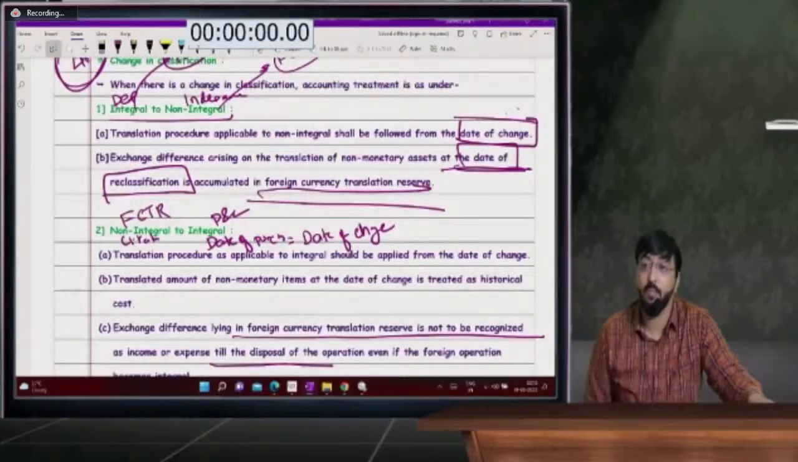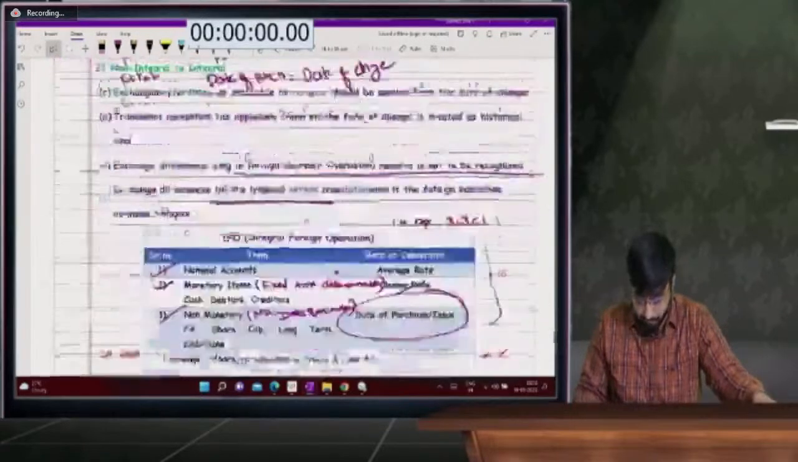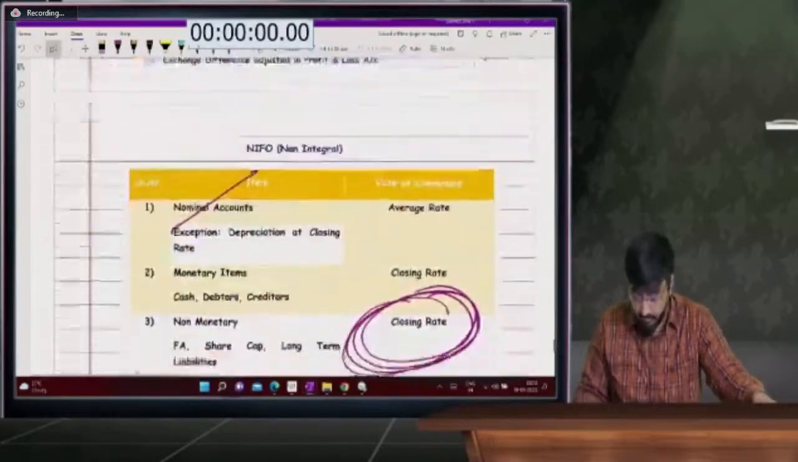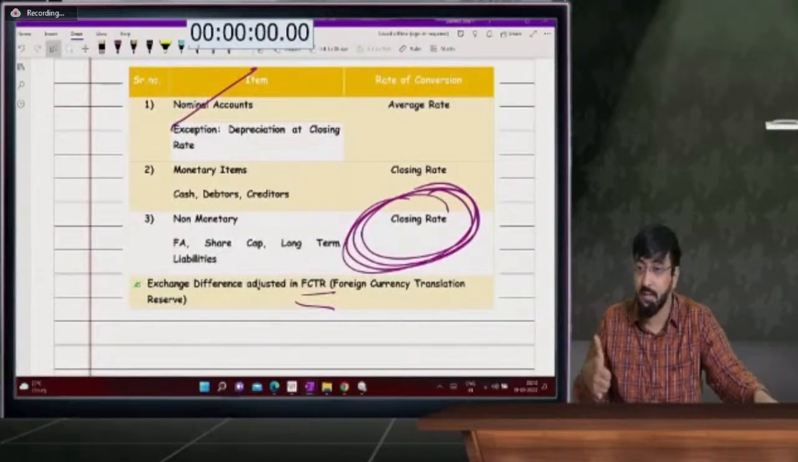In case of integral foreign operation, your difference will be adjusted in profit and loss account, and non-integral foreign operation, your difference will be adjusted in FCTR account. So that is also very simple. Other things, yes, what are indicators is a 4-mark question.